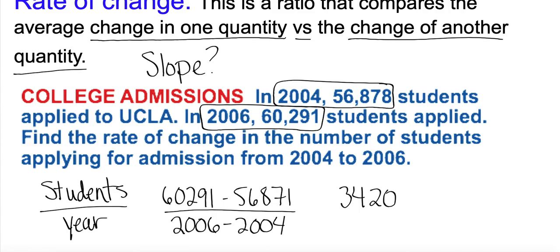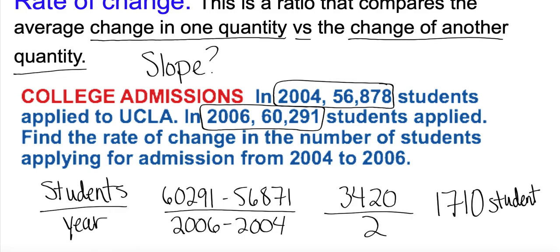All right, so when we're working with people or time, you don't want to have a negative, so we'll try to keep everything positive, and that's just 2 years. So when you actually put that fraction in your calculator, you get 1,710, and that's students per year.